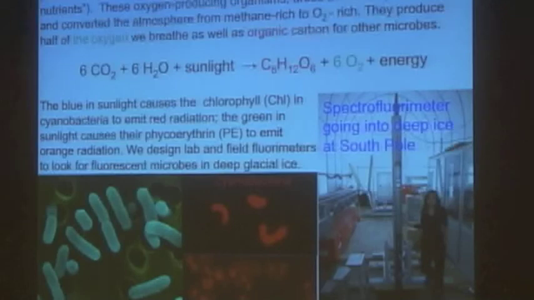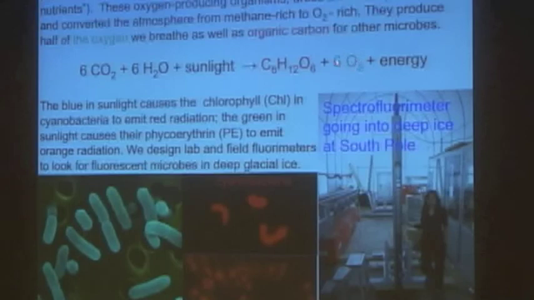oxygen-producing organisms evolved. So the simplest equation for how we get oxygen from these critters is CO2 from the atmosphere plus water plus energy from the sun goes to some carbon compound, which is of great benefit to most of the other microbes that are found in the ocean. So these two genera provide that raw material for them to evolve.